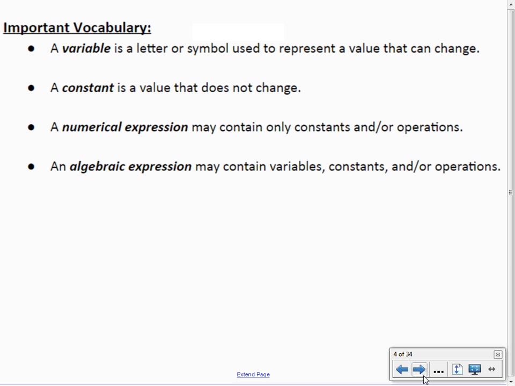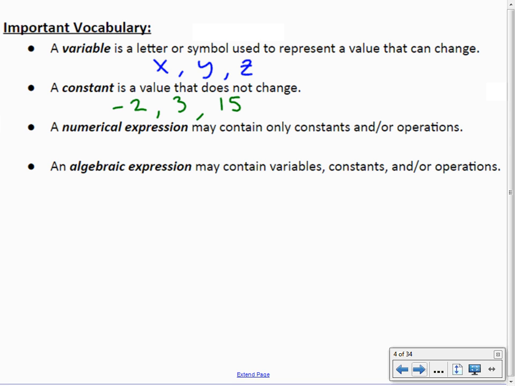A variable is a letter or symbol that's used to represent a value that can change. So this can be any letter from the alphabet, and occasionally we will use symbols as well. Now a constant is just a number or value that does not change. So here's some examples of constants.